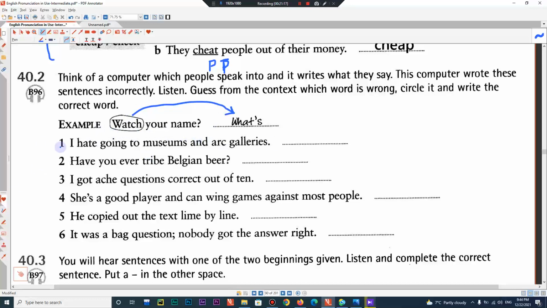This was an example. I'll do 2 of them, and I'll ask you to do the rest on your own. So number 1: "I hate going to museums and art galleries." Remember, "art" is exactly where the problem is. It doesn't make sense to say "ark galleries." It was probably because of the G here. The speaker used K, "ark galleries," to make it easier to pronounce, and the poor computer just copied that without being aware of all these joinings. So I'm gonna fix that. It must have been definitely "art gallery," not "ark gallery."